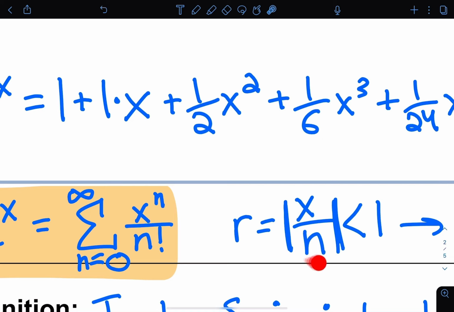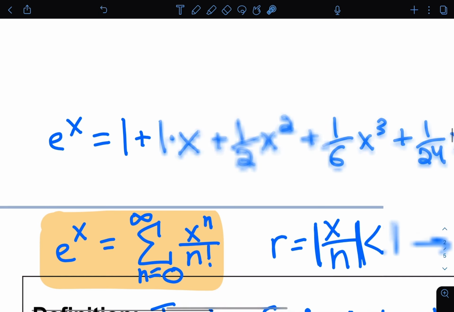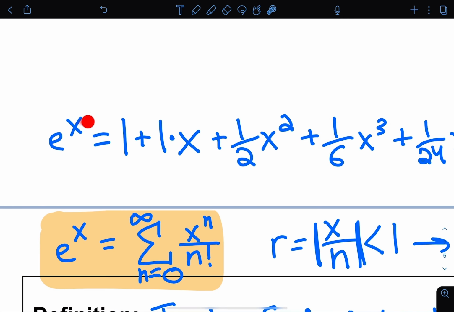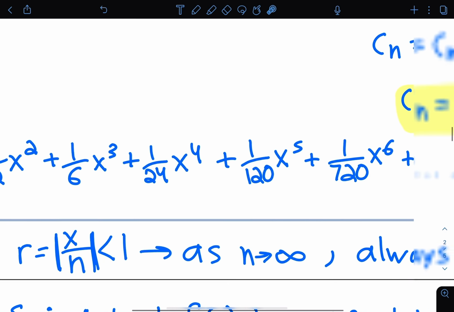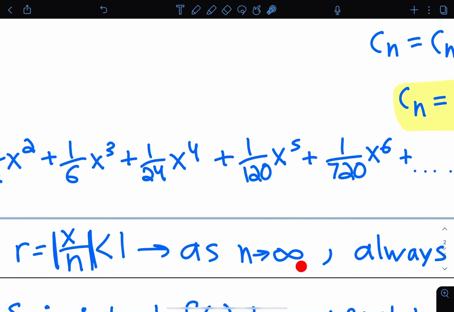So x over n is my common ratio. Again, in order for this to converge, this must be less than 1. But here's the thing: I'm going to have infinitely many terms. Let's just say I want to use this to approximate e squared. The x is fixed, and n is going to go to infinity, because the more terms I add, the more accuracy I get. So x is fixed while n goes to infinity.